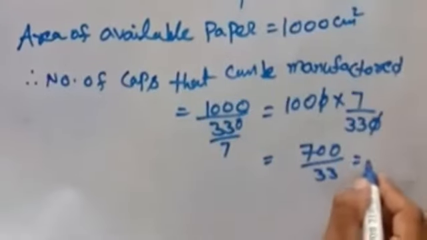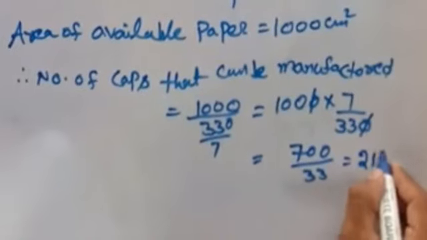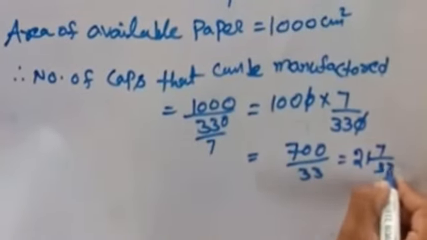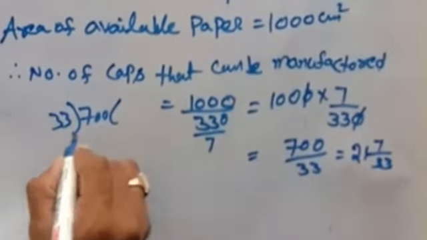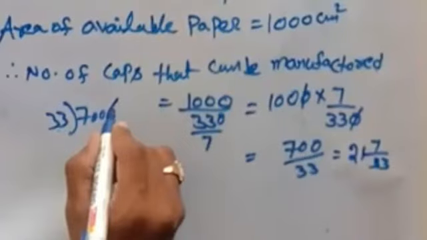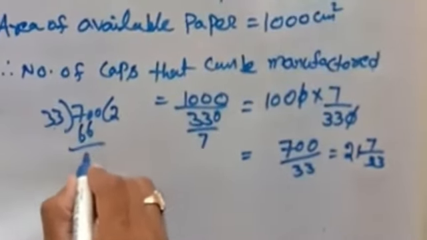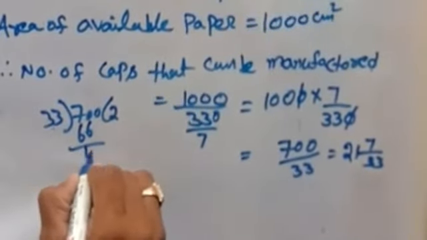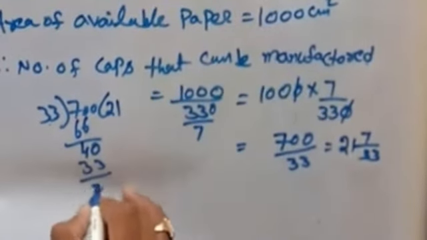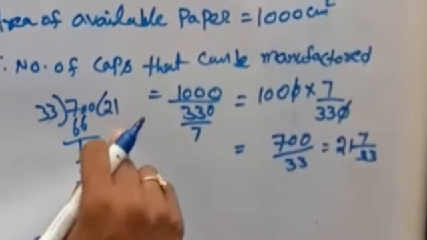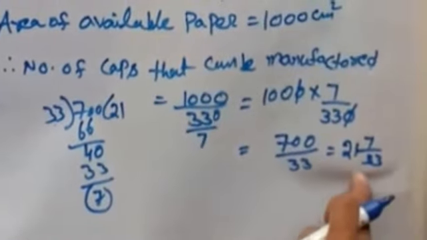700 by 33, we can divide. We divide 700 by 33. We get 33 twos are 66, 70 minus 66 means 4, 0. 33 ones are 33. The remainder is 7. We can write the value as 21 into 7 by 33.